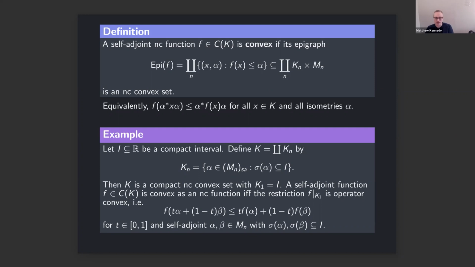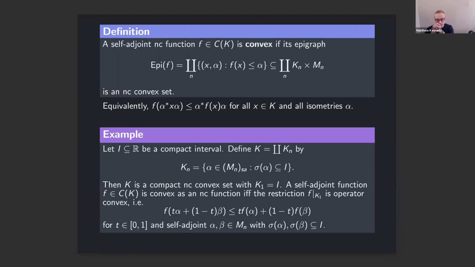Namely, I take the set of self-adjoint matrices of size n with spectrum contained in that interval. It's not so hard to see that this forms a compact NC convex set. And it's actually a fact that this is the unique compact NC convex set with the property that K1 is equal to I. And that's because I is a Choquet simplex.